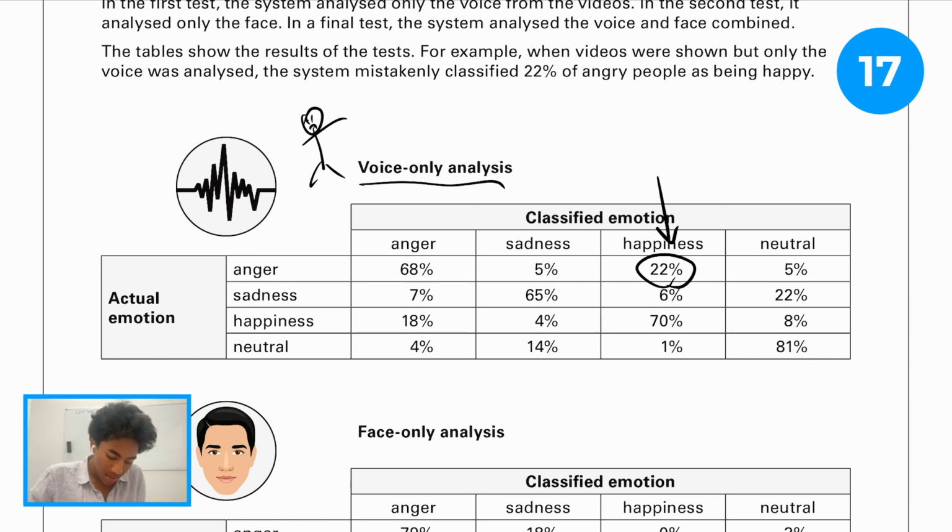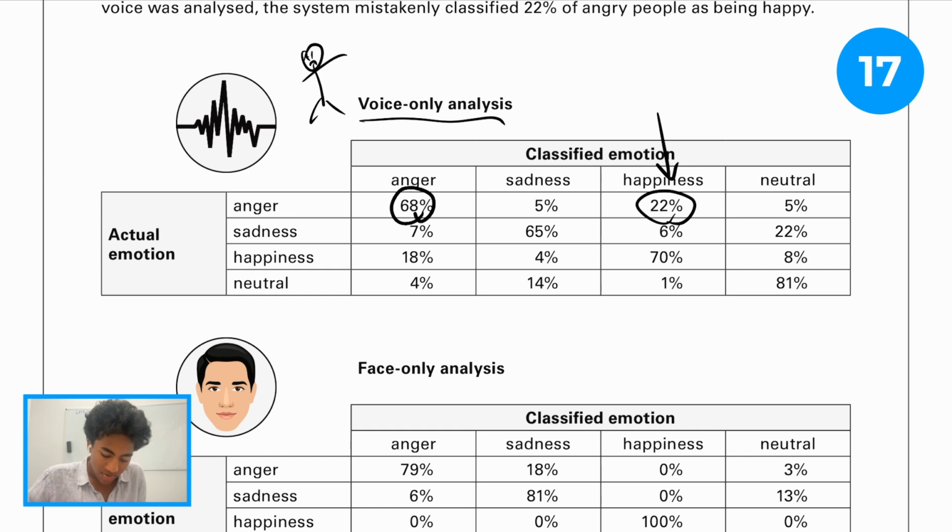It's trying to show us 68% were classified correctly, 65% of sad people were classified as sad, 70% of happy people were classified as happy, and 81% of neutral were classified as neutral, right?